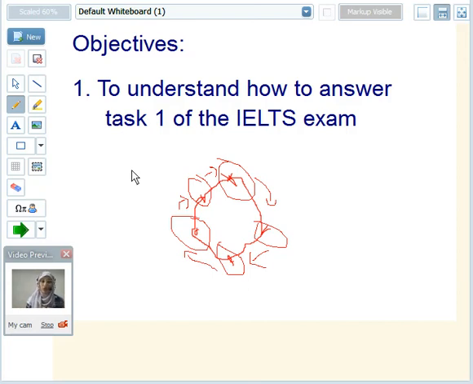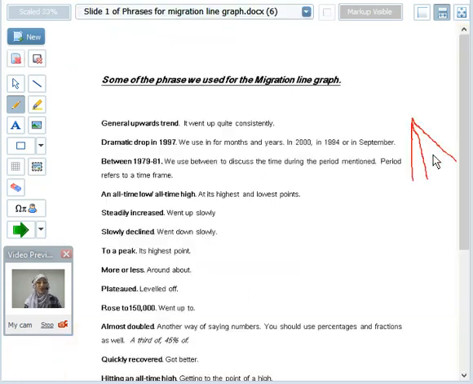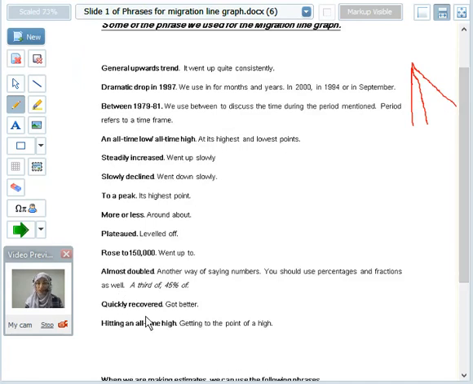It's really, really important that you use collocations, and some of the collocations that I've showed you here are quite nice ones, and if you can try and memorize them, do your best. Almost doubled, quickly recovered, all-time high, all-time low, hitting. These are nice collocations for you to try and remember when you come to writing your task 1.